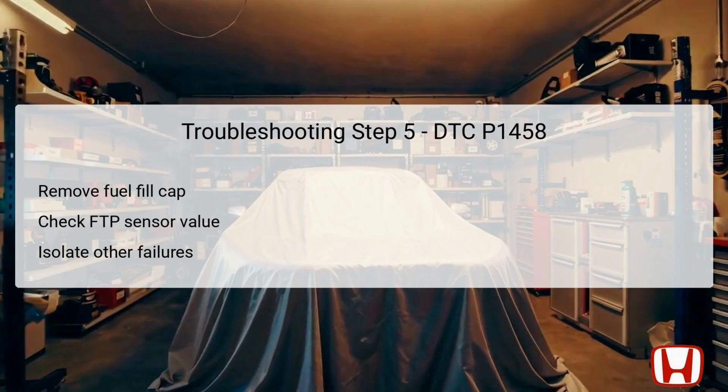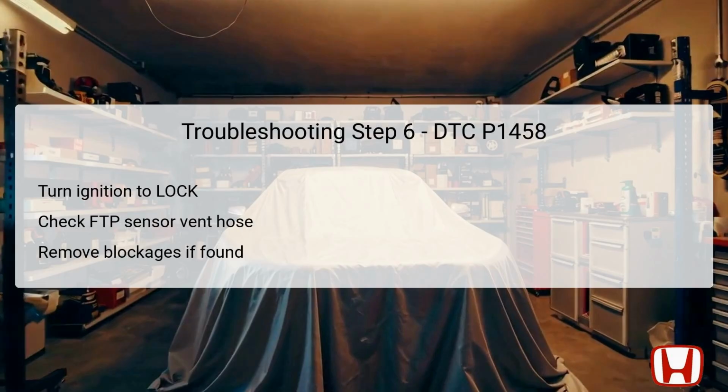Next, recheck the FTP sensor values with the HDS to assess if the readings are approximately 0.67 kilopascal or more, or about negative 0.67 kilopascal or less. If the values fall within this range, reinstall the fuel fill cap and progress to step 8. However, if these readings are not as expected, you will need to proceed to the next troubleshooting steps to further investigate other components that may be causing failures in the EVAP system.